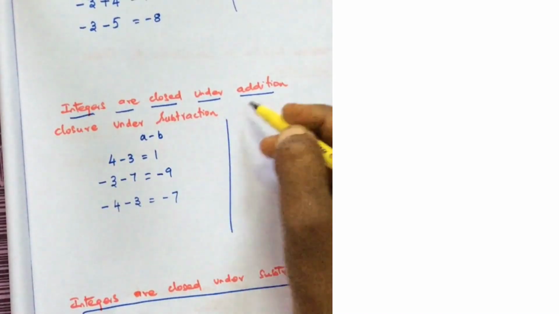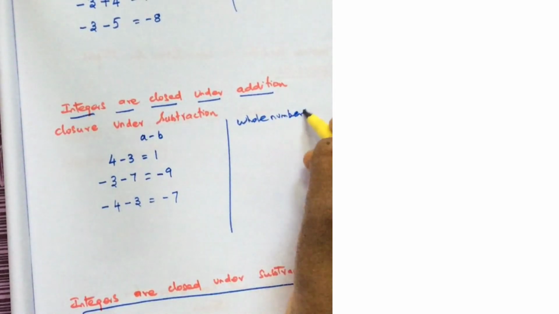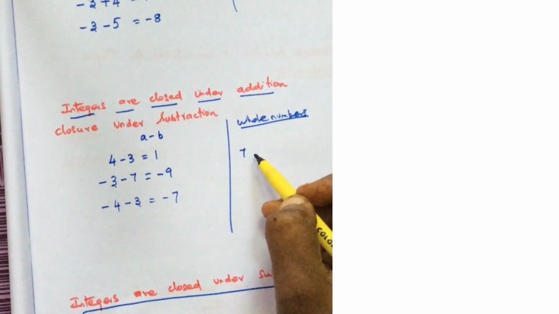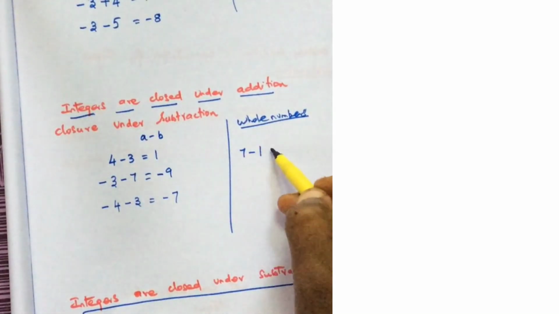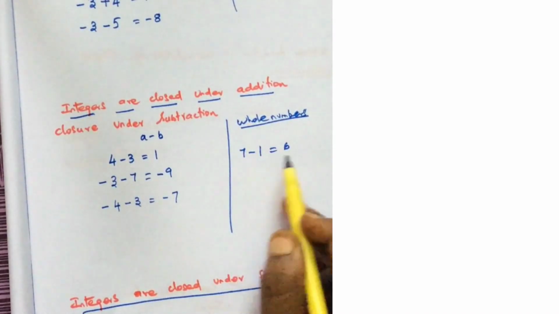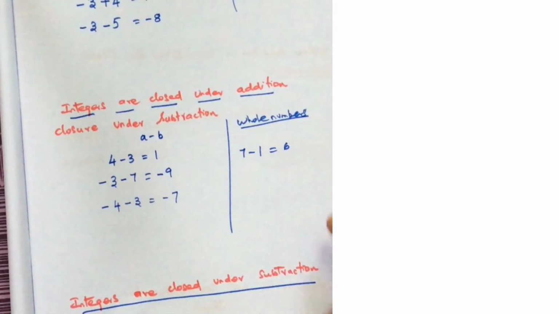Similarly, let us check for whole numbers. Take any whole numbers and subtract them. Let me take 7 minus 1, that is 6. 7 is a whole number, 1 is a whole number, and 6 is also a whole number. In this case you can say that whole numbers are closed.